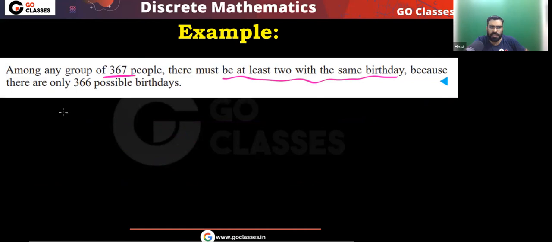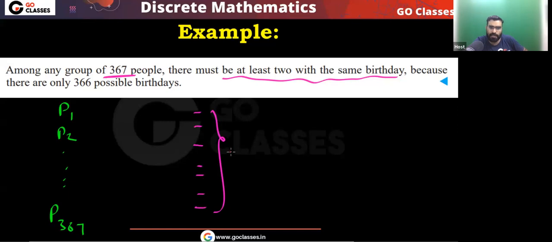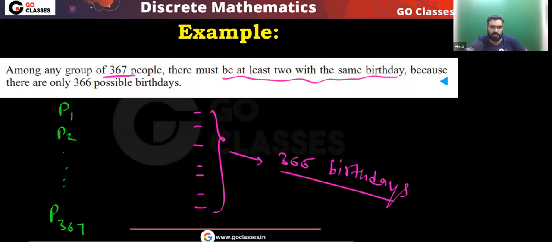Because you can easily notice you have these many people, P1, P2, up to P367. But maximum how many distinct birthdays can you create? That is 366. 366 birthdays are possible. So in this situation, you can notice that definitely at least two people will have to share a birthday. Simple. I hope this point is clear. So very simple. This is the pigeonhole principle.